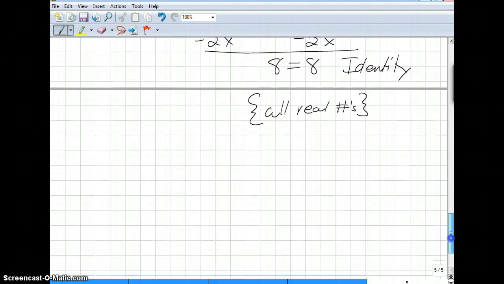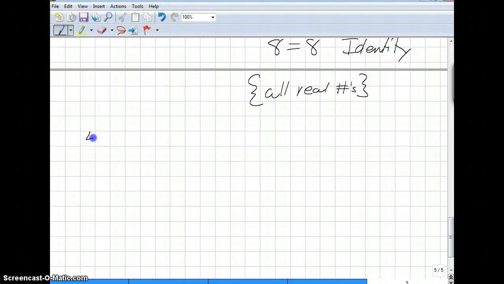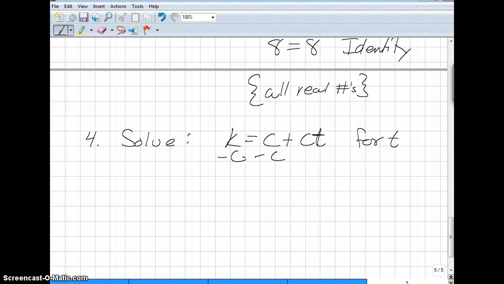Okay? Now, the last type of problem that we're going to look at is what's called a literal equation. So I want to solve this equation, k equals c plus ct, for t. Now notice that this equation is made up of all variables, but I only treat t as a variable. So I want to get t by itself and everything else on the other side. So I'm going to subtract c from both sides. I can't really subtract c from k, so I write that k minus c equals ct.